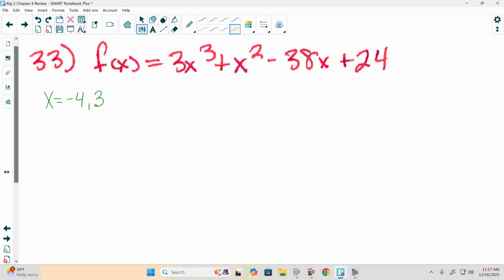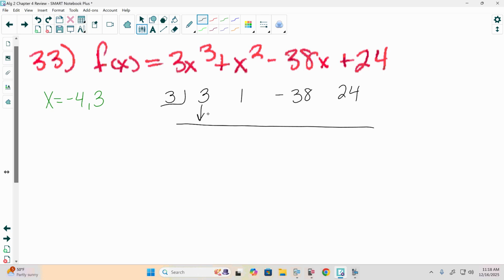Now, the degree of this is 3, so we should have how many solutions? 3. How many do we have? 2. So since we are missing a solution, we are going to need to do synthetic division to find it. Now, this is a little bit nicer because the minimum we needed for this here was 1.